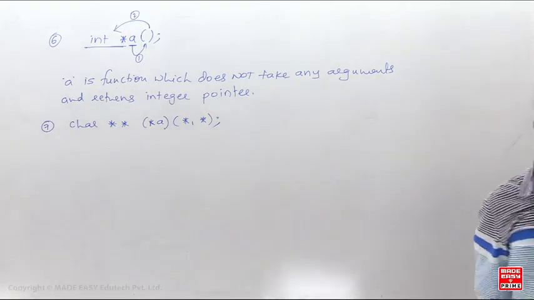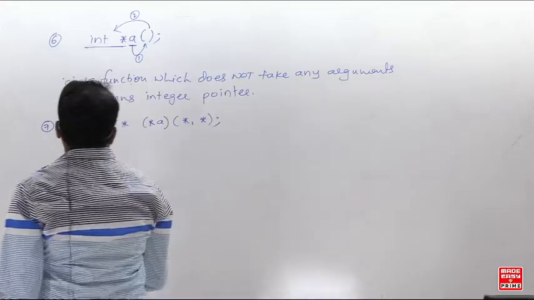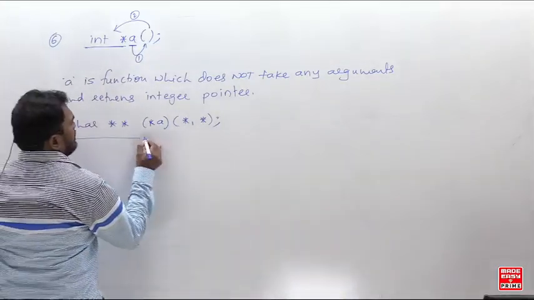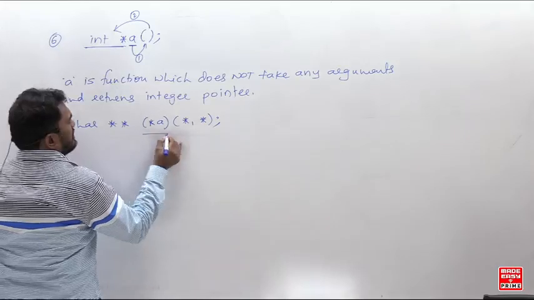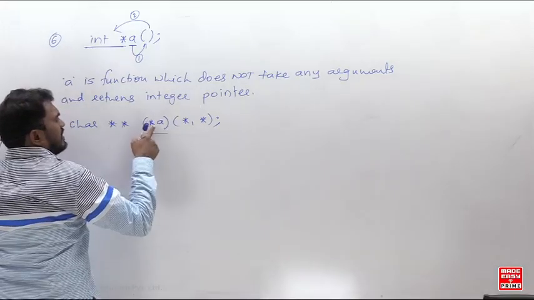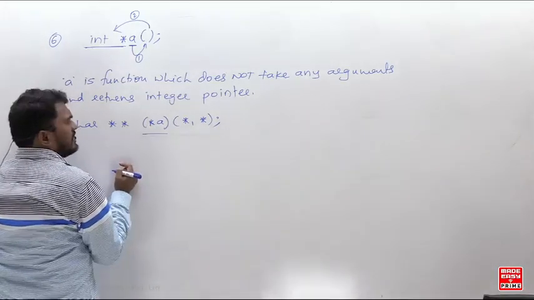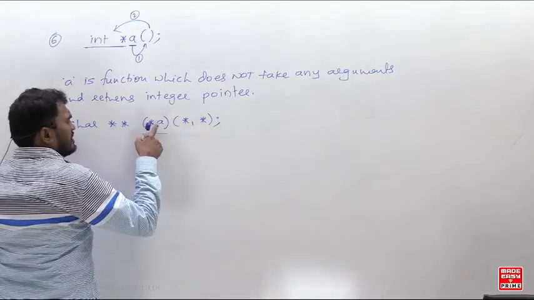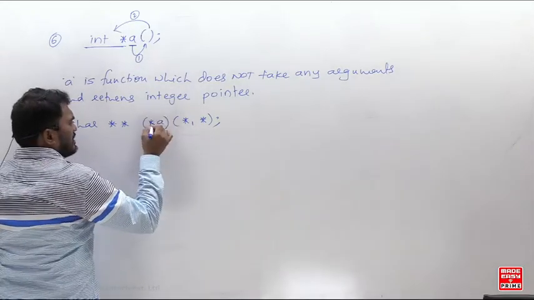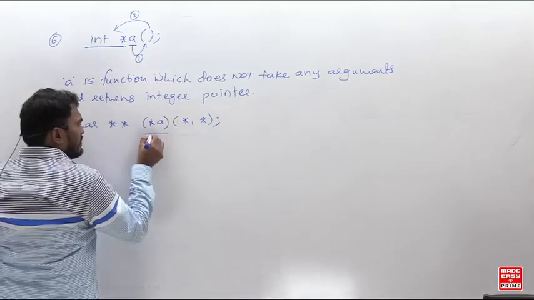Right. So same thing. You start from left to right. You are having two brackets. So which bracket do you read first? This bracket you read first. So A is a pointer. When you say A is a pointer here, because the bracket is there, A is a pointer. So pointer to whom?